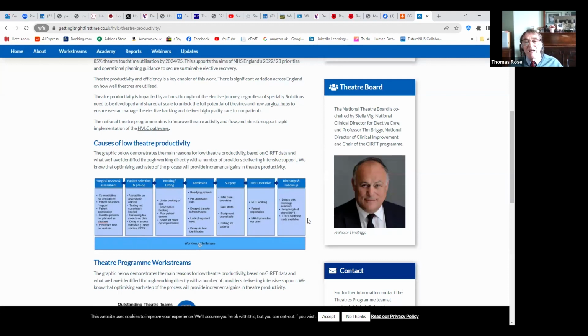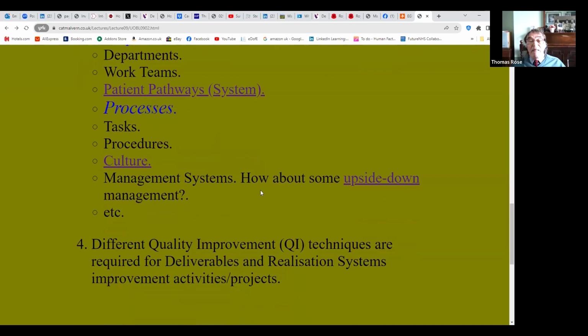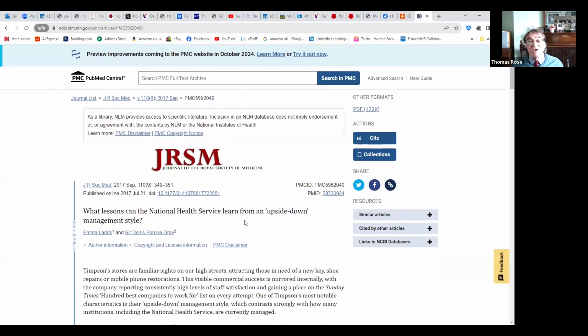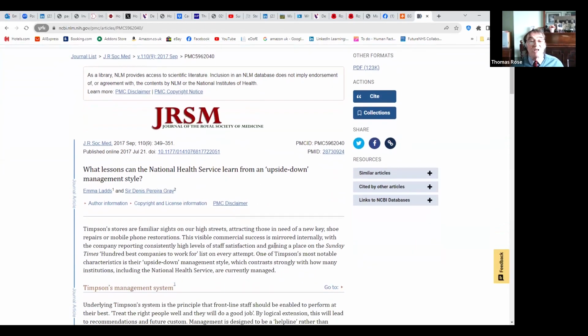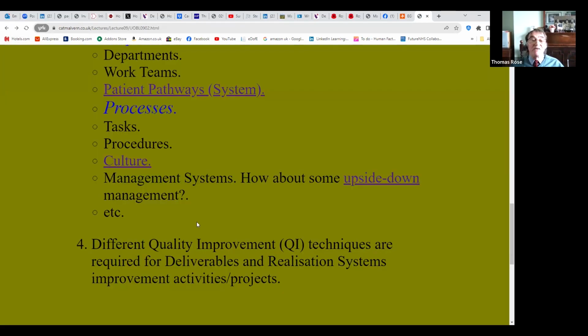Now, this isn't a process and it's not a procedure. It's a patient pathway. It's a workflow. That's another important difference that you've got to understand when you come to process mapping. And how about some upside down management? This is an organization that you might have heard of, Timpson's, and they have done some upside down management where the people that are customer facing have got a lot of responsibility for how they undertake that role. So that's a good idea, and that's part of how a quality management system works.